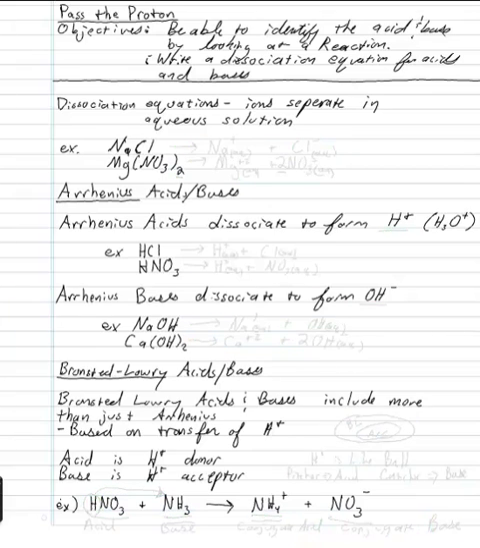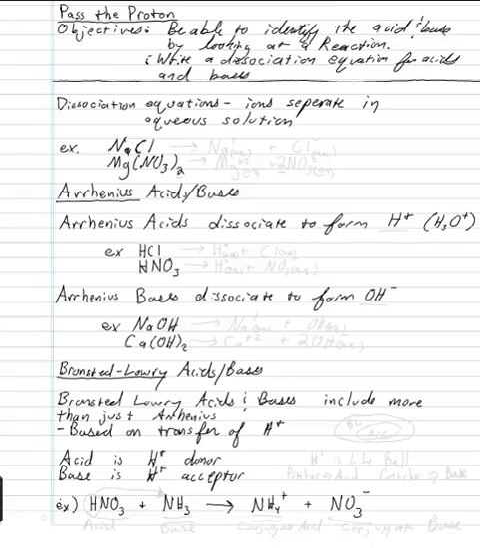In this lesson, Pass the Proton, we should be able to identify the acid and base by looking at a reaction. We should also be able to write a dissociation equation for acids and bases. First off, a dissociation equation is just when the ions separate in aqueous solution.